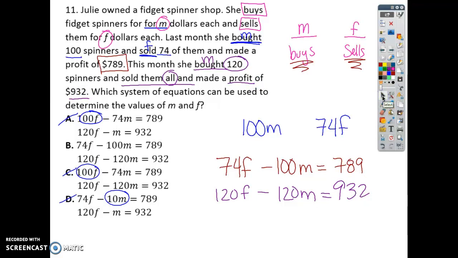Okay, so if you need to watch the video again, go ahead and watch it and study for the test tomorrow because this is the grades that are going to go in for the progress report.